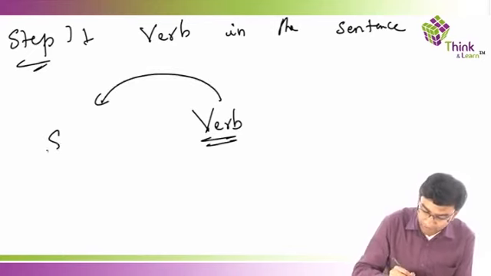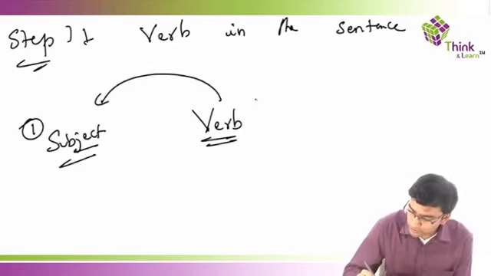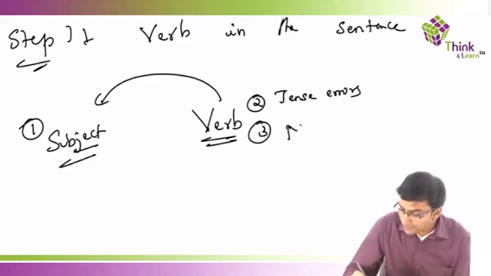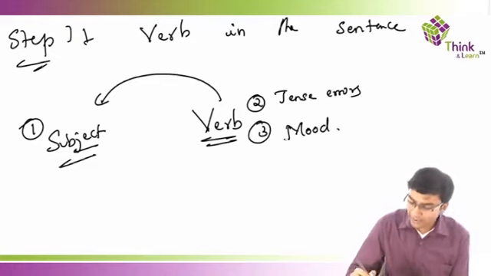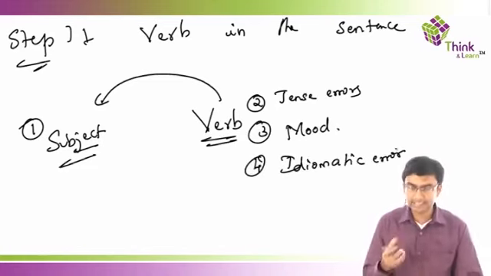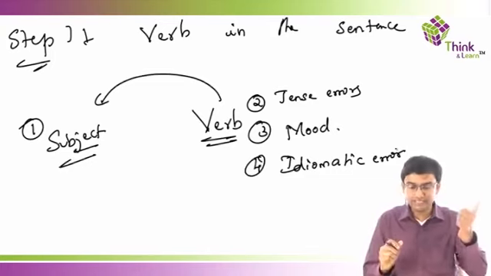Immediately next, check for subject-verb agreement. Second, you'll check for verb tense errors and all. Then you'll check for verb mood errors, subjunctive mood or not. Then you'll check for verb idiomatic errors. These are four types of errors you'll immediately check. So the moment I spot the verb, I will check for subject-verb agreement.